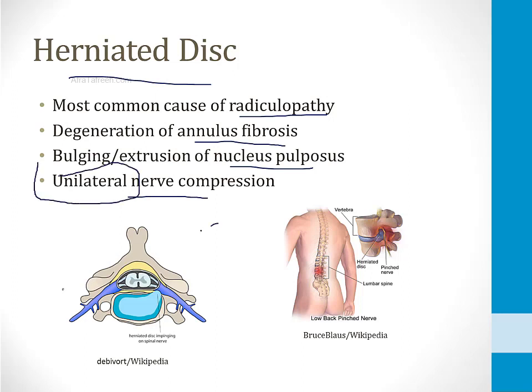So for example, if you look at this picture on the bottom left side of the screen here, you can see that the intervertebral disc has herniated towards the back and it's compressing the spinal root on one side of the spinal canal. There's also a picture on the right side of the screen showing you how this commonly occurs in the lumbar spine region and leads to what people commonly refer to as a pinched nerve.